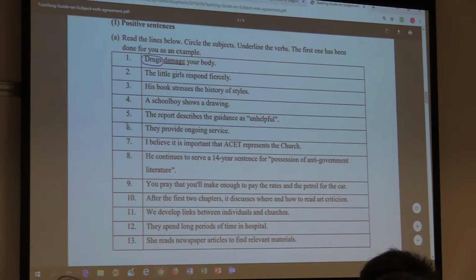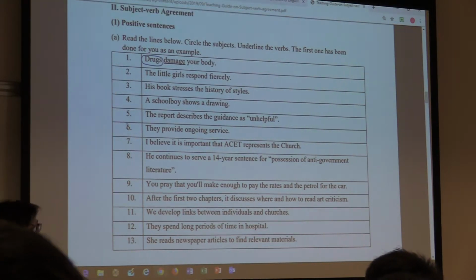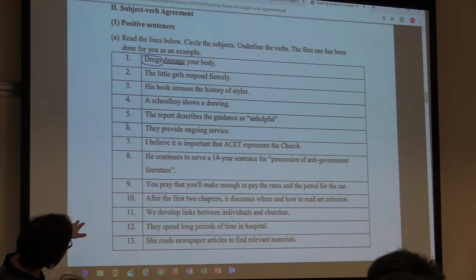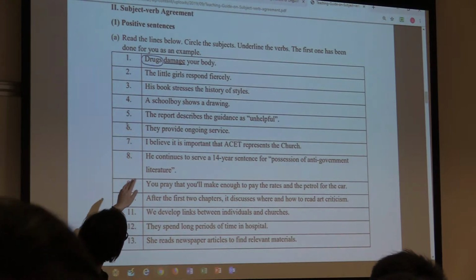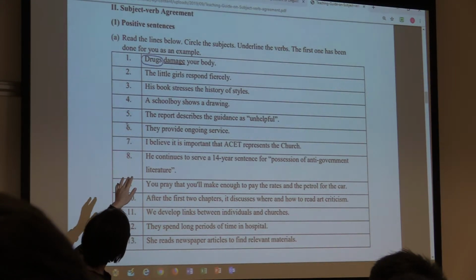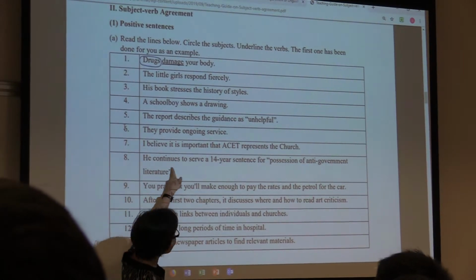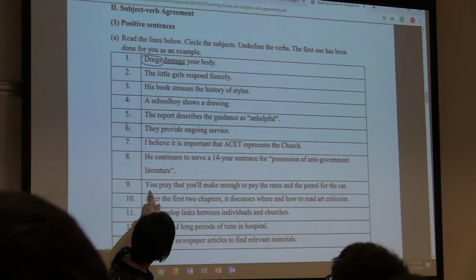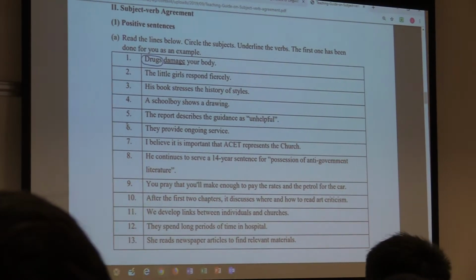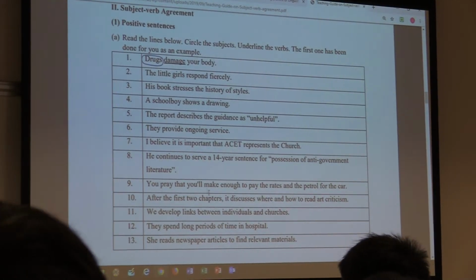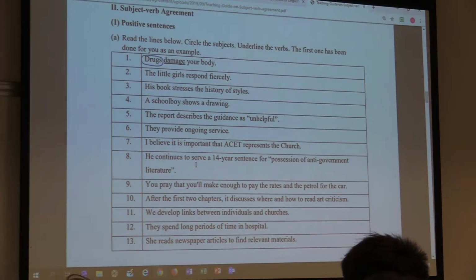So here, to draw students' attention to the structure: read the lines below, circle the subjects, underline the verbs. The first one has been done for you. So they circle the subject and underline the verbs, and so on. And all these lines are taken from a corpus.